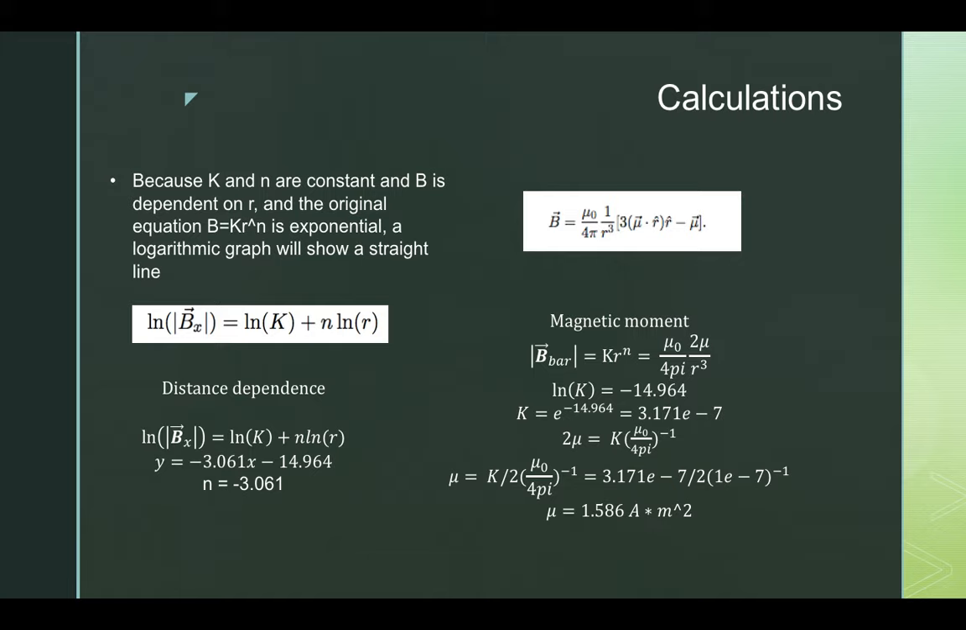So these are my calculations to find the distance dependence. We linearized it using exponentials, and the slope of the line is equal to the distance dependence, so therefore n is equal to negative 3.061. And then for the magnetic moment, we can set the equation kr to the n power equal to mu naught over 4 pi times 2 mu over r cubed, and this lets us find the magnetic moment: mu is equal to 1.586 amps times meter squared.